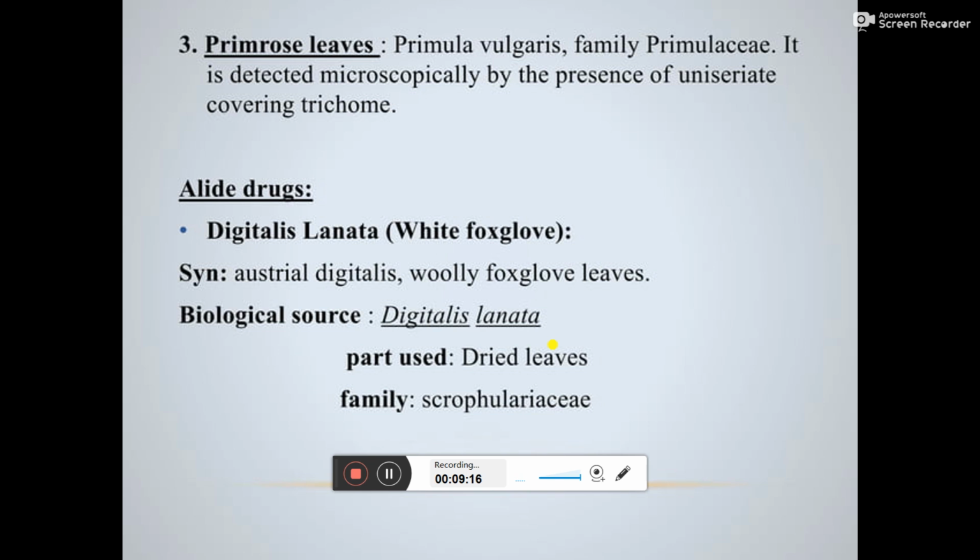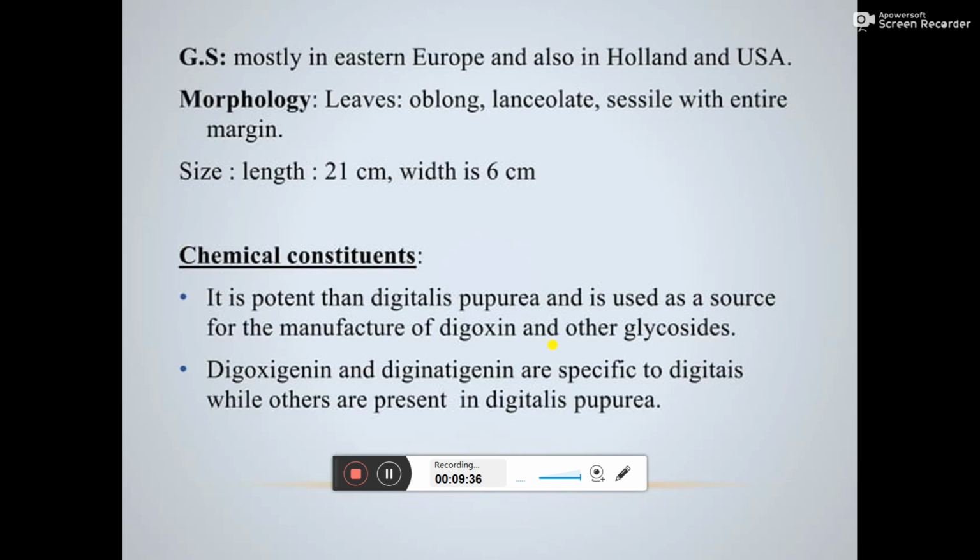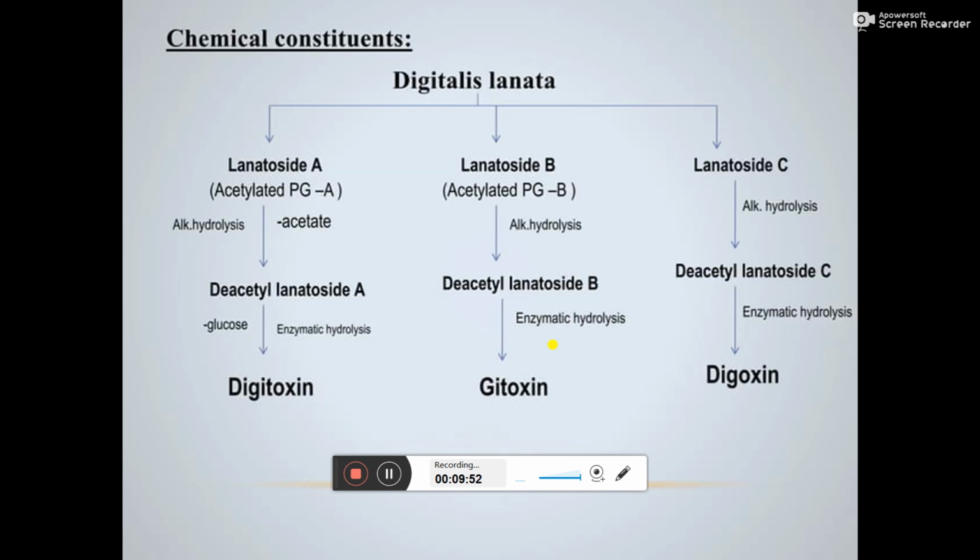Next is allied drugs. The allied drug for this is Digitalis lanata, which is called white foxglove, and a synonym is woolly foxglove leaves. The botanical source is Digitalis lanata, part used is the dried leaves, family Scrofulariaceae. So this is Digitalis lanata. It also contains similar constituents, that is digoxin and other glycosides, then digoxigenin and diginatigenin. So these are specific to Digitalis lanata, while others are present in Digitalis purpurea.